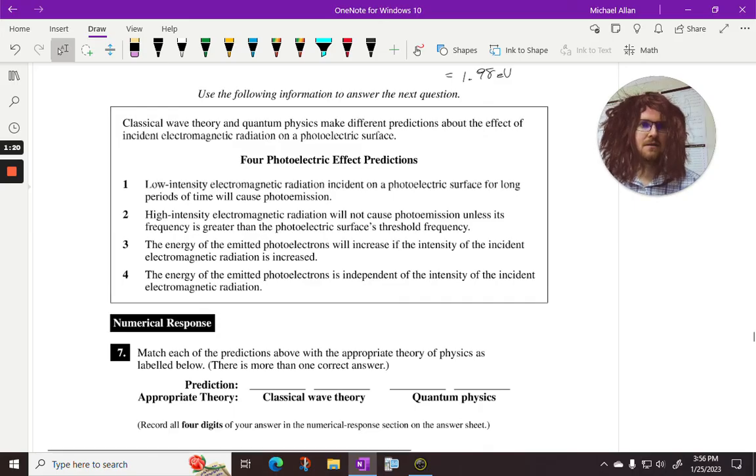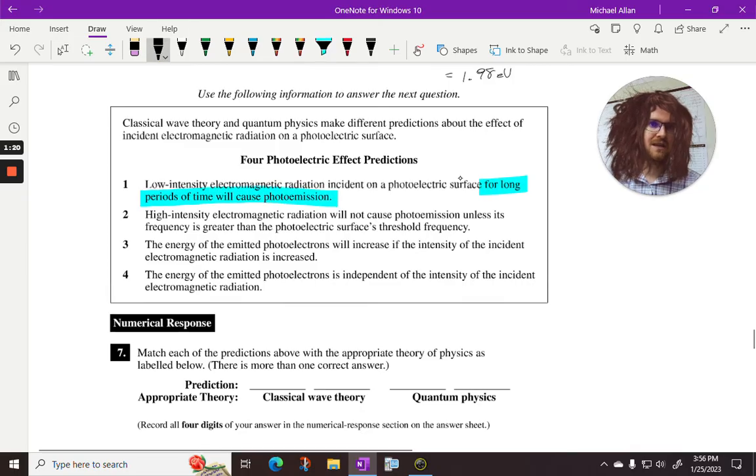So let's see. Low intensity electromagnetic for a long time. So this is the key part. This is for a long time. Will eventually cause photo emissions. Because of that, for a long time, that's going to be a classical theory, right? Because if it doesn't have the proper frequency, then it won't emit at all. Like red light's just not going to do anything for certain metals, but violet light will. So 2 would be our quantum theory, because unless it has a frequency greater than the threshold frequency, nothing is emitted. So that's going to be a quantum theory.